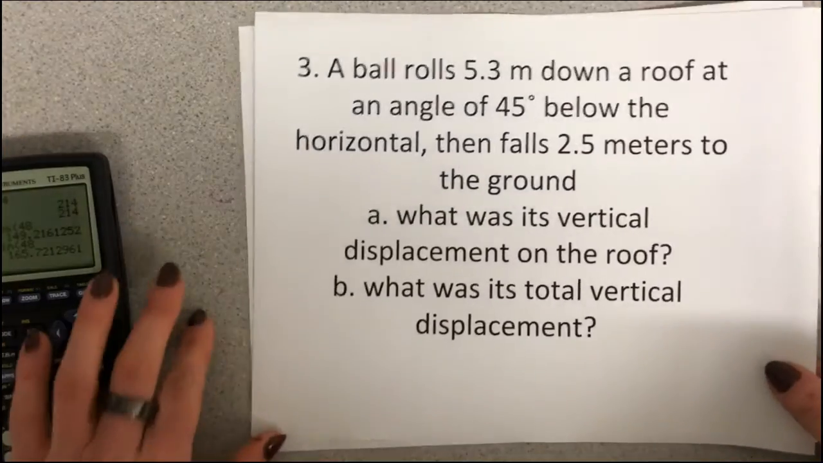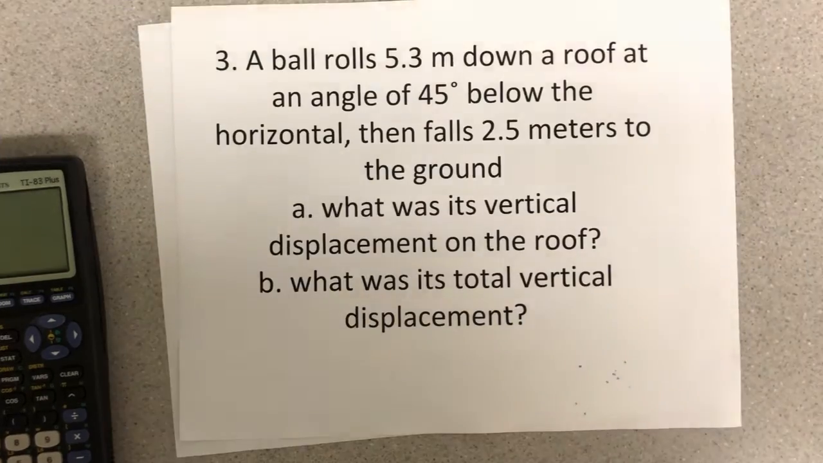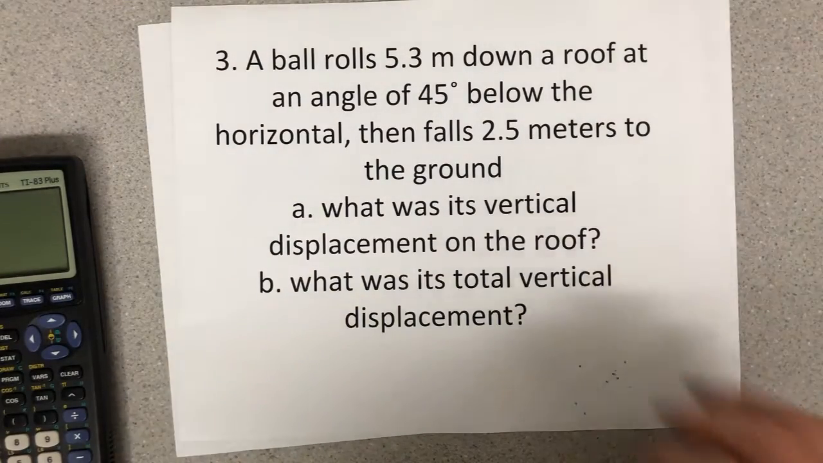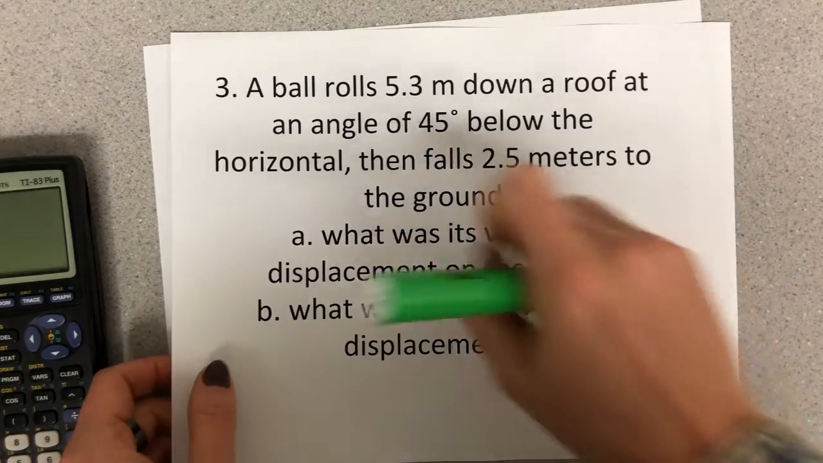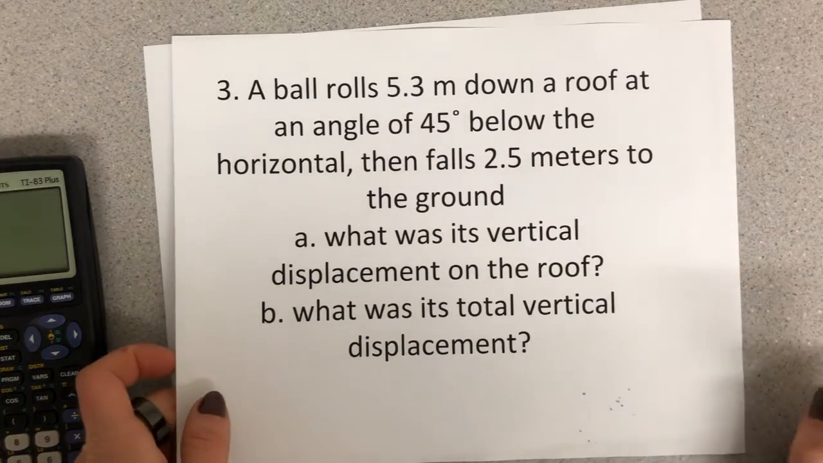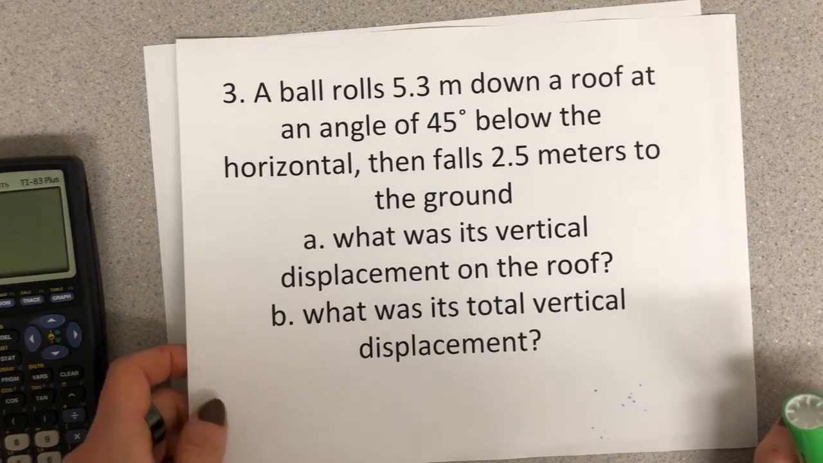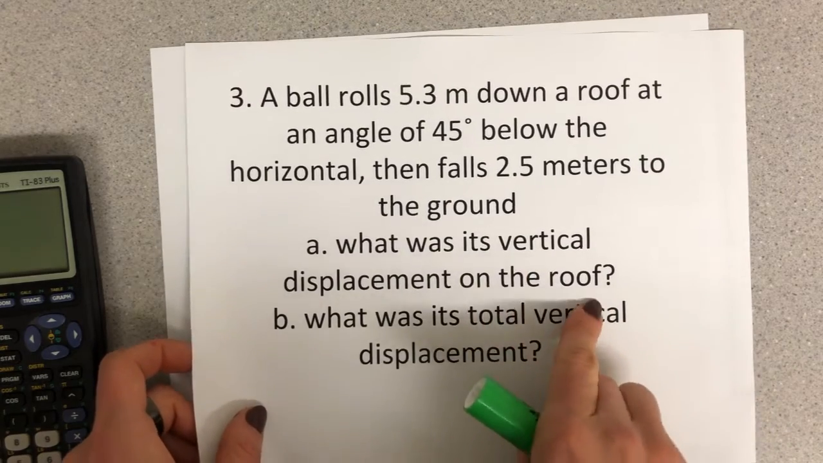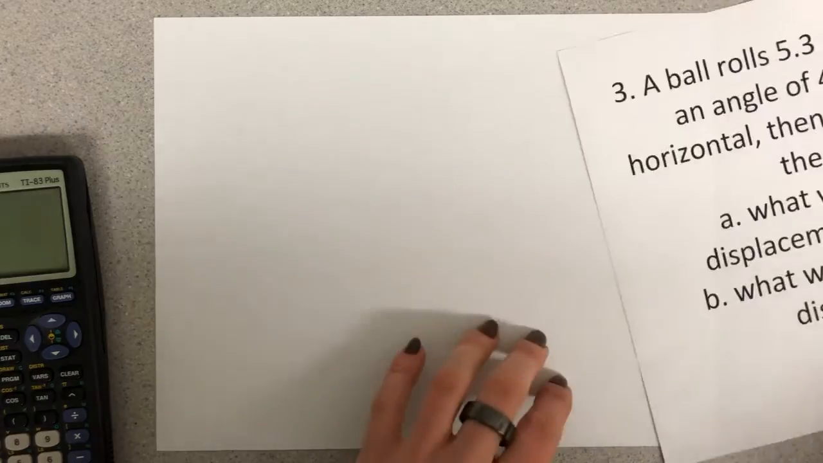Last one. This is a challenge question. So let's go ahead and start working on this. A ball rolls 5.3 meters down a roof at an angle of 45 below the horizontal, then falls 2.5 meters to the ground. What is the vertical displacement on the roof, and what is the total vertical displacement? Vertical is up and down. So let's go ahead and draw this.